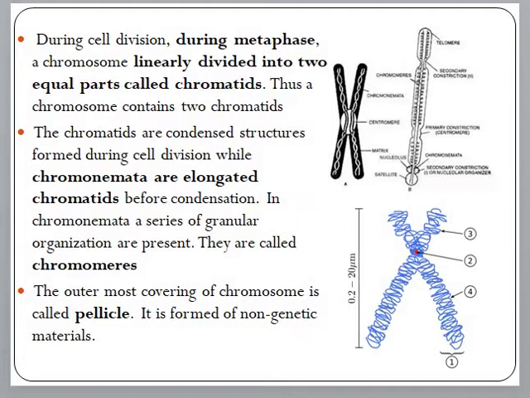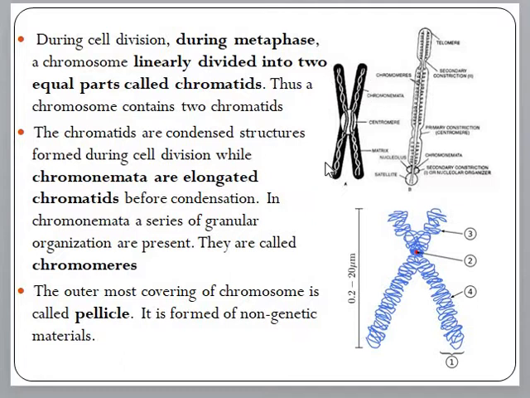Cell division has four stages: prophase, metaphase, anaphase and telophase. During interphase, chromosomes are disorganized and they are seen in a cell as chromatin reticulum. During metaphase, a chromosome is linearly divided into two equal parts, and this linear half of a chromosome is called a chromatid, and thus a metaphase chromosome contains two chromatids.